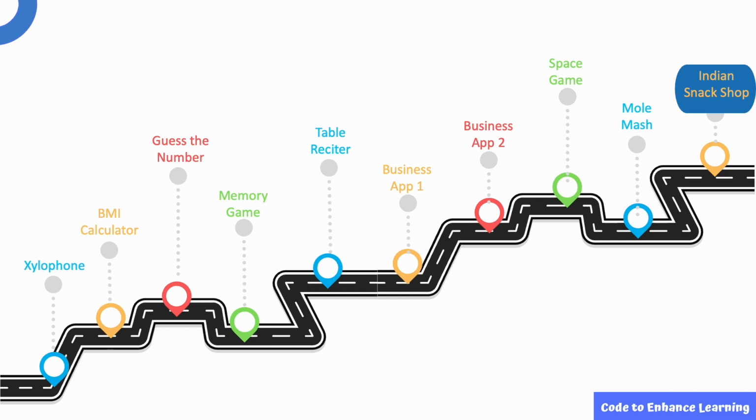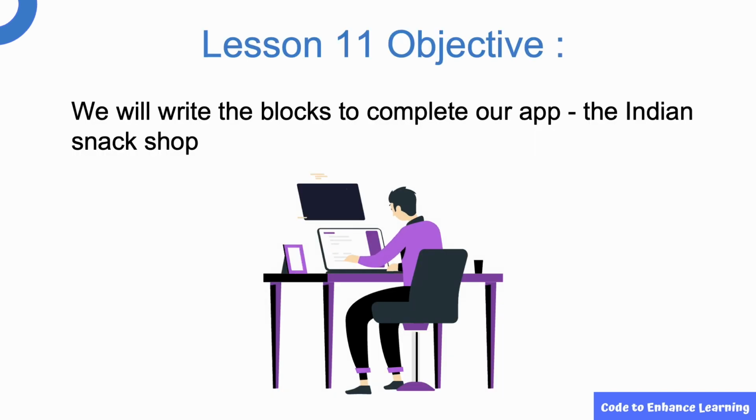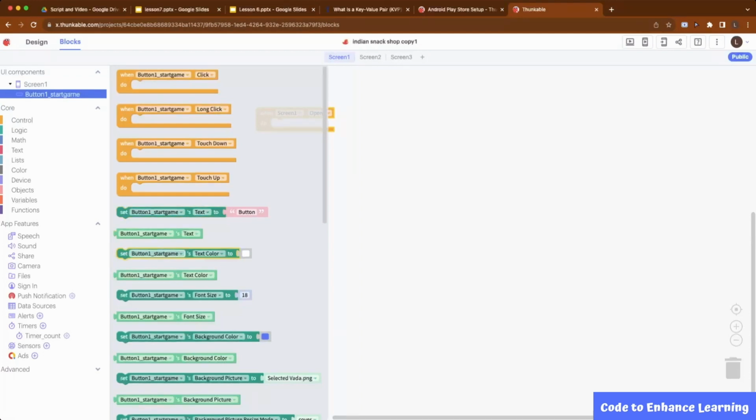In the last episode, we learned how to design the screens for our Indian snack shop. We had designed the app like this in Thunkable. Today, we will write the blocks to complete our app, the Indian snack shop. We are in the block section of screen 1. We are going to make an animation so that buttons keep changing colors when we are on the screen.